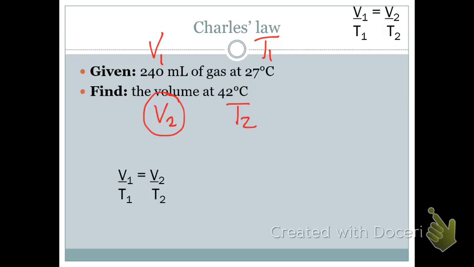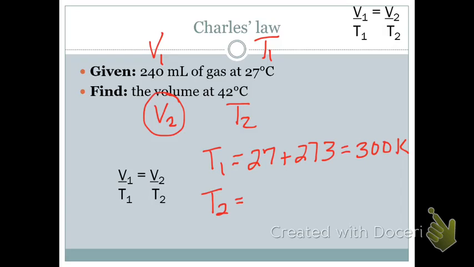Can I plug and chug that? Not at all. What's wrong with it? Hopefully you figured out that it is in degrees Celsius. So I've got to change that to Kelvin. So what I'm going to do is I'm going to take my trusty dusty calculator. And for T1, 27 plus 273 is going to be equal to 300. So T1 is 300 K.